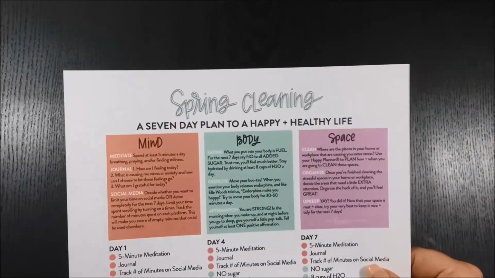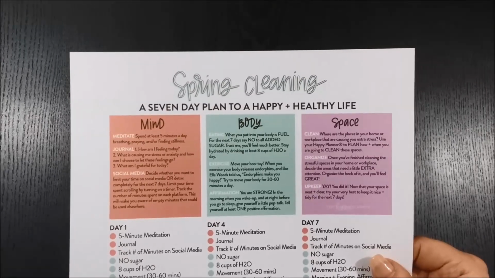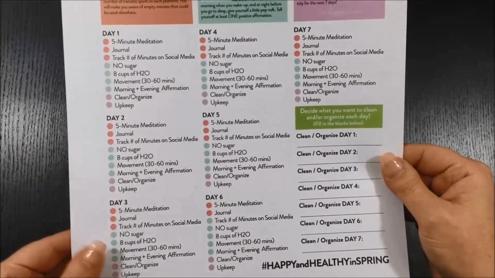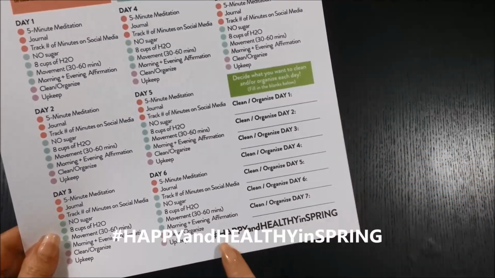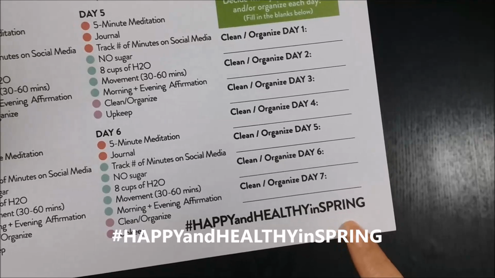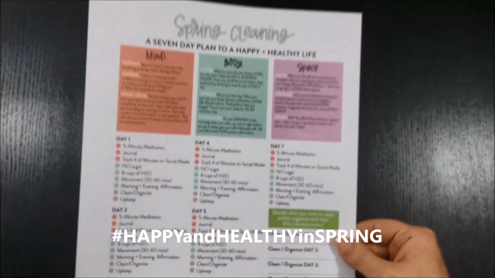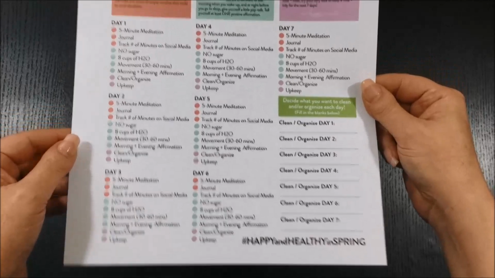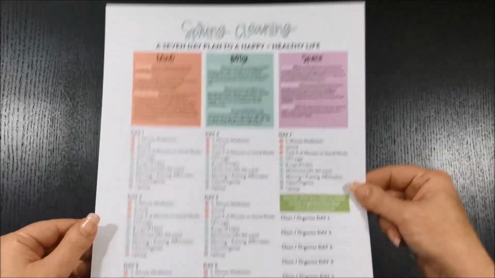This is a spring cleaning 7-day plan to a happy and healthy life. So I'm going to test this out. There is a full challenge that you can do with this hashtag happy and healthy in spring. So if you're interested, I will leave you the details for that, but I wanted to put that in my large Happy Planner and give it a shot. So I'm going to try and do this challenge. I will probably start it next week, not this week.